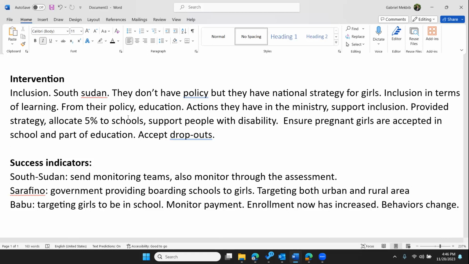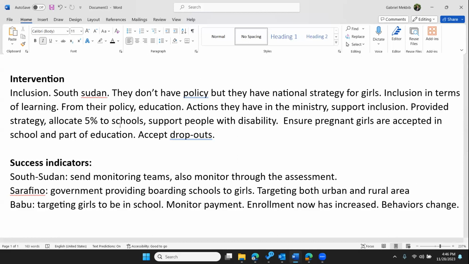So ensure pregnant girls are accepted in schools and are part of education. The strategy is to look after girls, to allow pregnant girls to come back to school, be retained, and also get promoted.